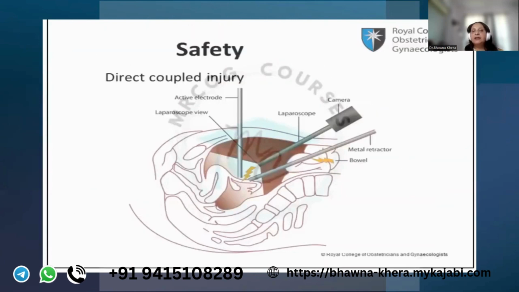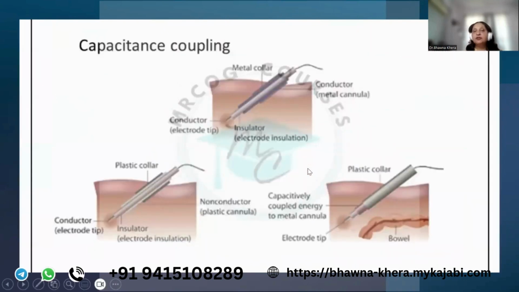Next is direct coupled injury. What is this direct coupled injury? This is the laparoscope and this is the active electrode. And this is the third instrument, working as a retractor, and it touches or is near the electrode. Then the current can pass through it and cause injury. You see the current has passed through it and it is causing injury where it is touching the bowel. So again, you have to take care so that it remains away, and secondly, that it also does not touch the other organs. This is how you can prevent direct coupled injury.